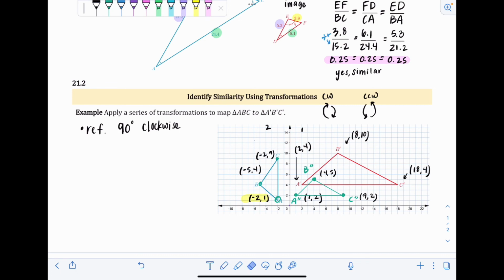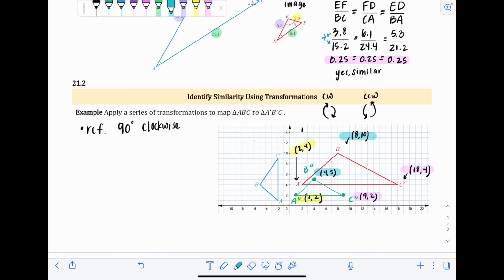Okay, so I'm going to erase the original points that we wrote here because we don't really need them anymore and it's really cluttered. But now, for example, we have our rotated triangle, that's the green one. A double prime is 1, 2, A prime is 2, 4. So how am I getting from 1, 2 to 2, 4? And then C double prime is 9, 2, and C prime is 18, 4. B double prime is 4, 5, and then B prime is 8, 10.